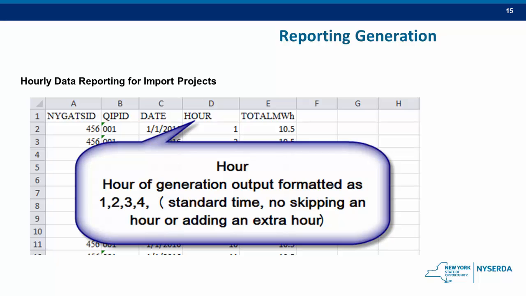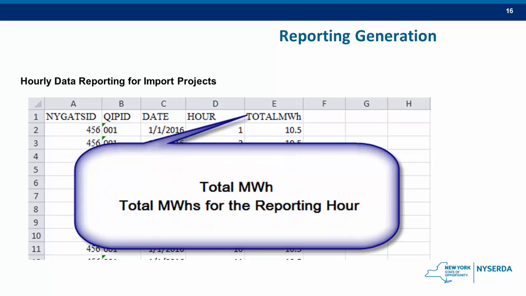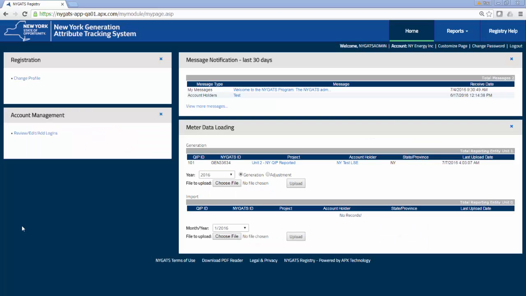Hour of generation, output formatted as 1, 2, 3, 4, etc. It's in standard time, no skipping an hour or adding an extra hour. And total megawatt hour, which is the total megawatt hours for the reported hour.